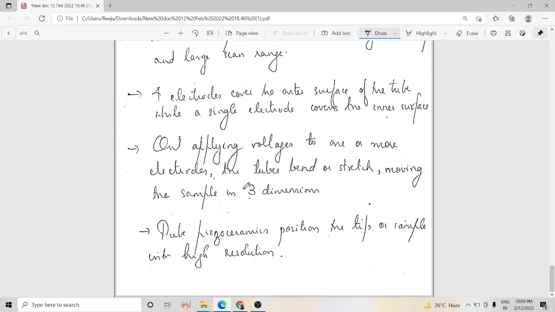This is what I told. The tube will bend or stretch itself, and the sample is placed on this tube. So what will happen? The sample also will move together with the tube, and an excellent scanning of the surface of the sample can take place. Okay, so the tube piezoceramics position the tip or the sample with high resolution.